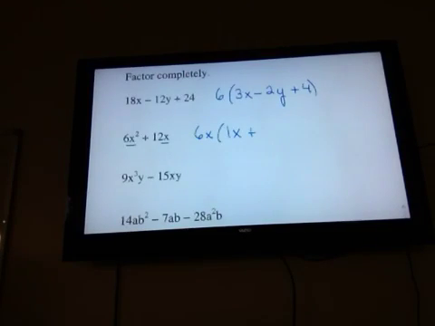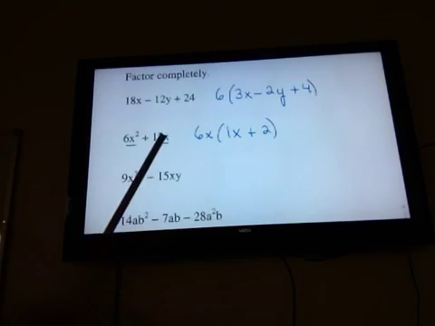6 divided into 12 is 2. X divided into x would cancel. Do my check. 6x squared plus 12x. Nothing common to the two things in parentheses.